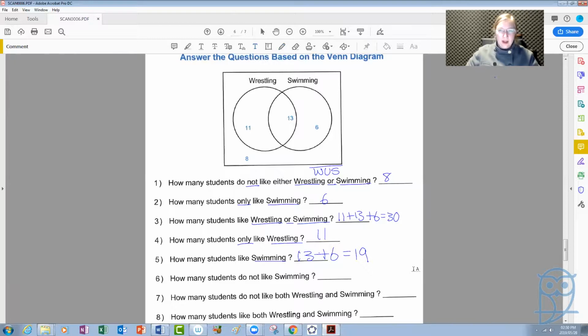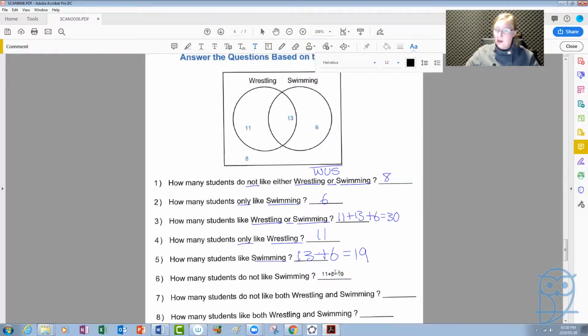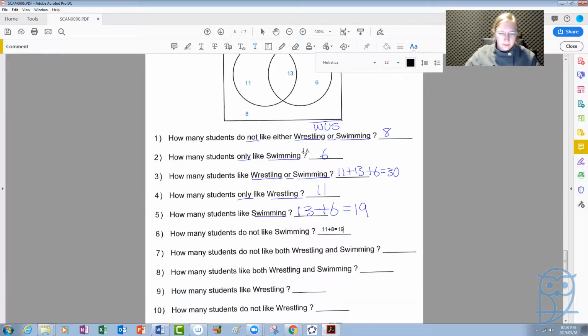Okay, how many students do not like swimming? So that'll be everything outside of swimming. So that'll be our 11 plus our 8, which then gives us 19 students. I'm typing because when I'm zoomed out like this, writing is rather difficult and it doesn't really read it well.